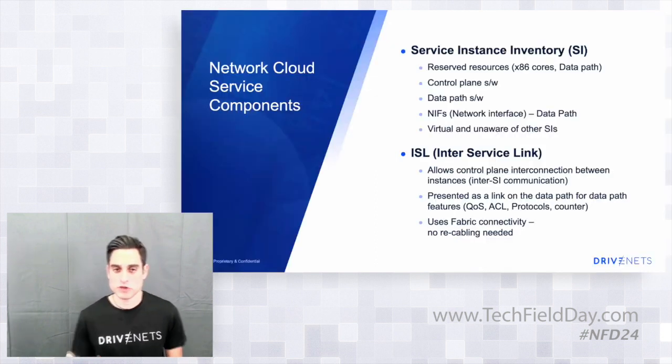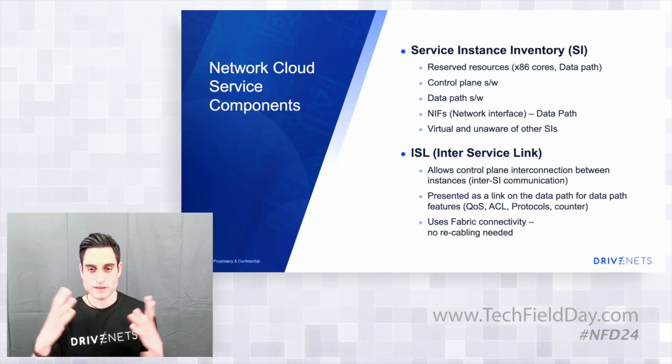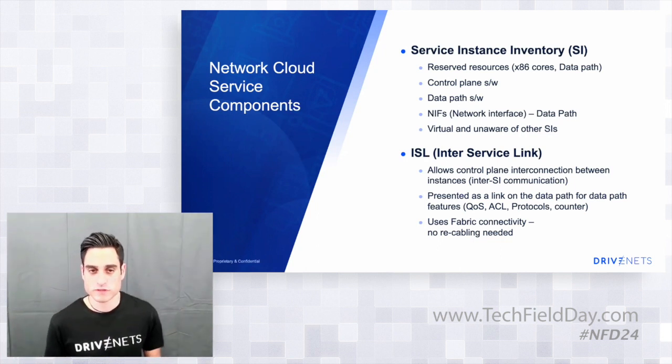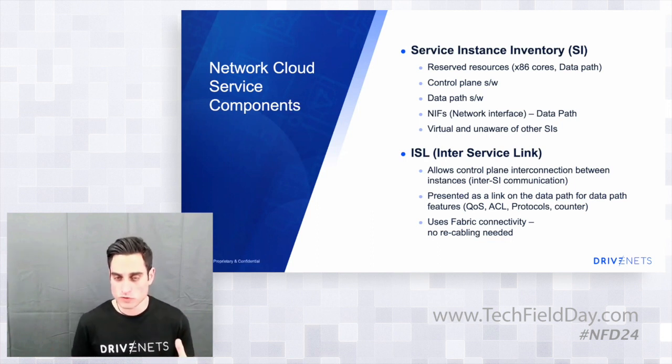A little bit of terminology. Now the application would be termed a service instance. A service instance is the virtual router, if you want. You get reserved resources: x86 cores, data plane resources, ACL, route entries, whatever you can think about, QoS policies. This is where your control plane is running.